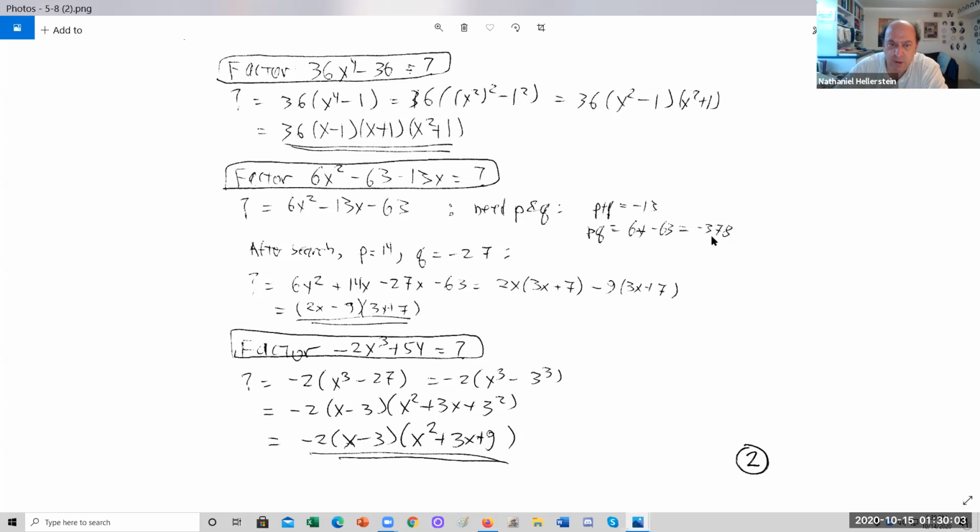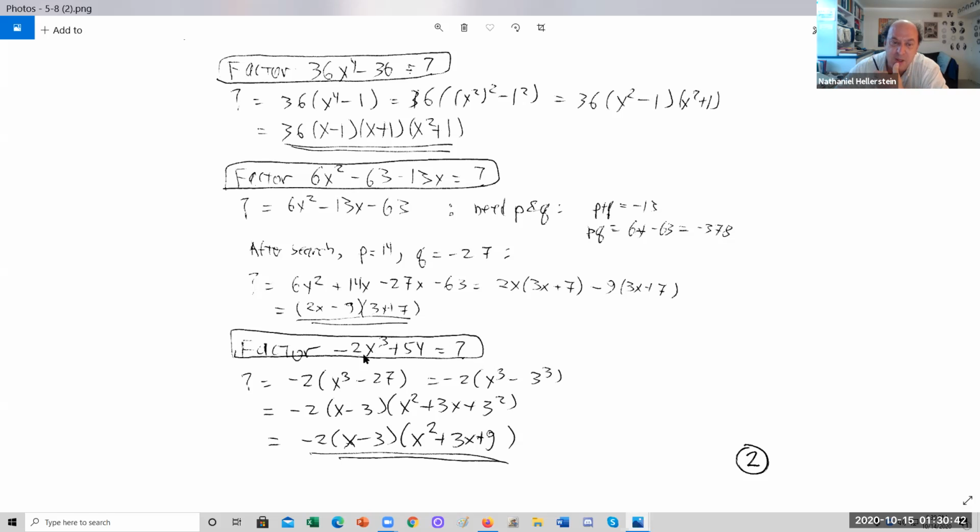which is negative 378. Now, after you do a search of the factors of negative 378, you'll find that 14 and negative 27 work. So you write negative 13x as 14x minus 27x, between 6x squared and minus 63. These two terms, 6x squared plus 14x, have a factor of 2x in common, times 3x plus 7. This minus 27x minus 63 have a factor of 9 in common, also times 3x plus 7. Pull out the common 3x plus 7 times 2x minus 9, and that's the factorization.